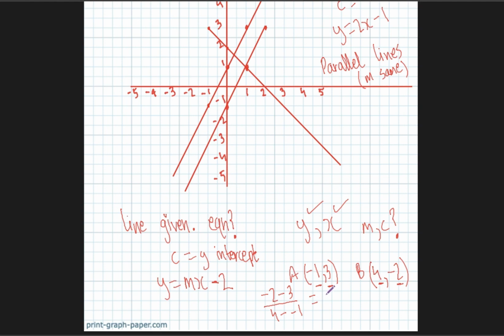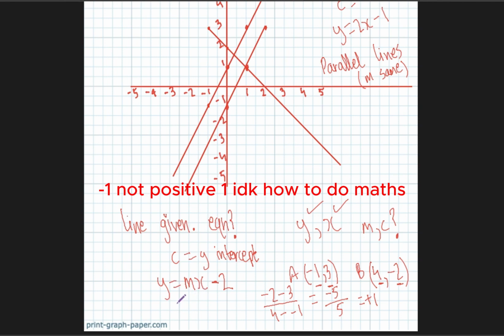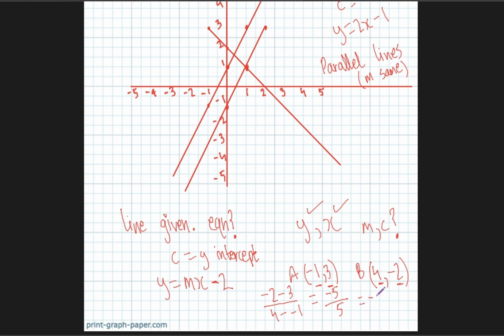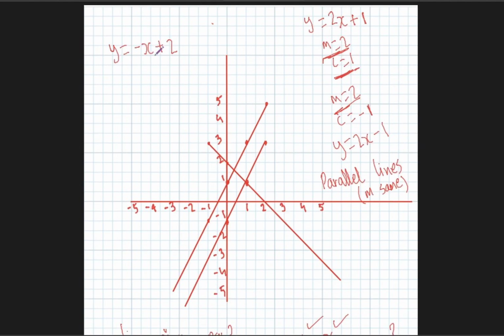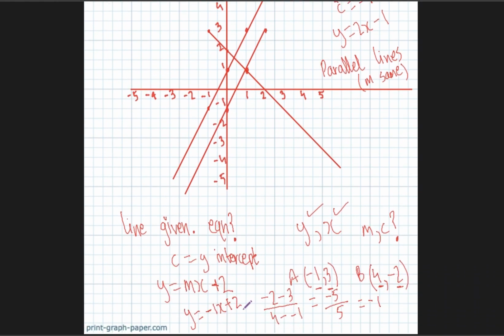So -2 minus 3 is -5. And then 4 minus -1 is +5. So you have -5 divided by 5, which is equal to -1. Sorry, not +1. And that should be our m. So then you have y is equal to, well, our m is -1, so -1x plus 2, actually. Why did I do minus 2 there? It should be plus 2. And you can see that is the equation of our line. Y is equal to -x plus 2.